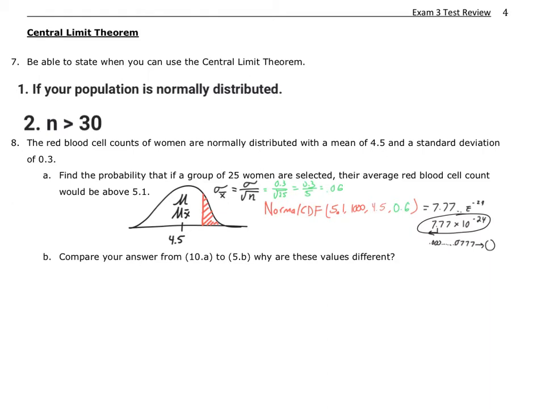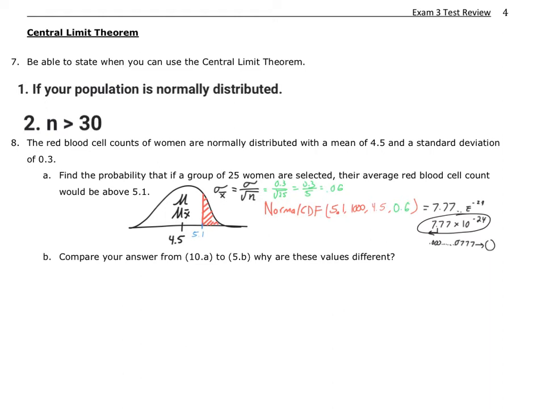Now, you might want to be asking yourself, does this make sense? Because what we've got here is a curve, and we're trying to find the chance of getting a randomly selected group of 25 females and their average red blood cell count being above 5.1.